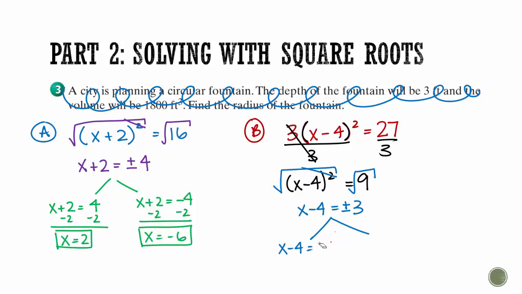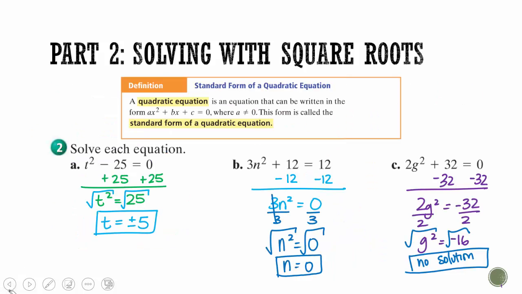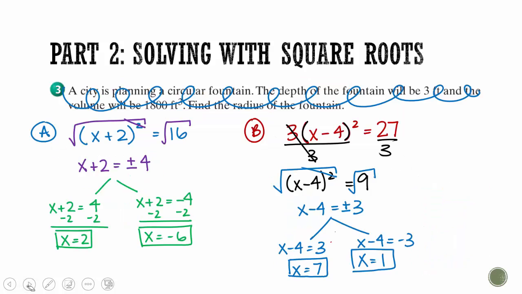The x minus 4 could equal positive 3, or it could equal negative 3. And then you get x equals 7, or your other option, whoa, I don't know what happened there. Your other option would be x equals 1. So these are the only two types of problems you're going to see. Make sure that you get whatever is squared by itself, take the square root, and then solve accordingly.